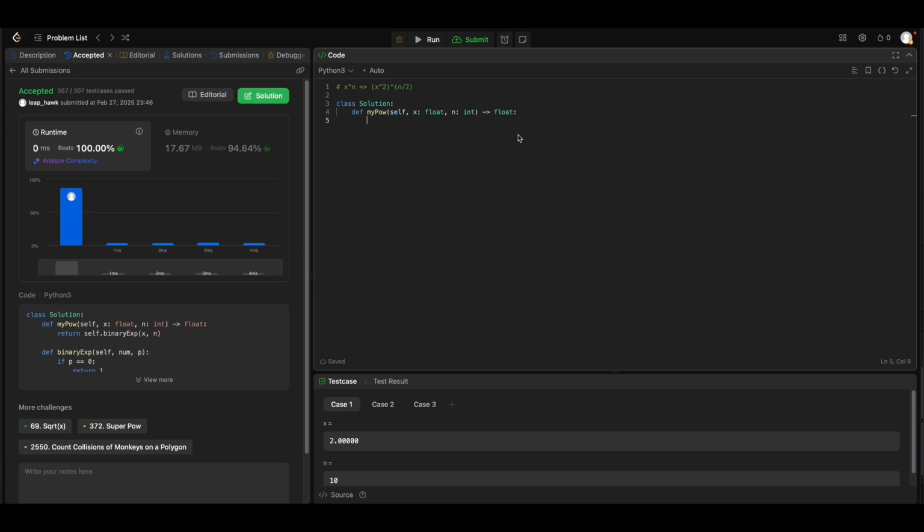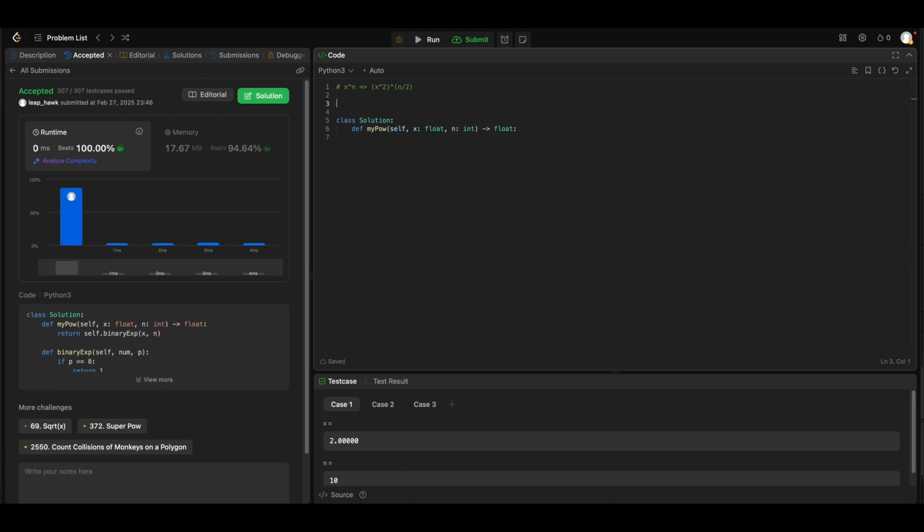There's a formula in math where you have a number and its power, and that is equivalent to the square of that number to the power of n by 2, which means the power is divided by 2, and that is given as power of x. So without discussing too much about the math details, let's try to think about what's happening.